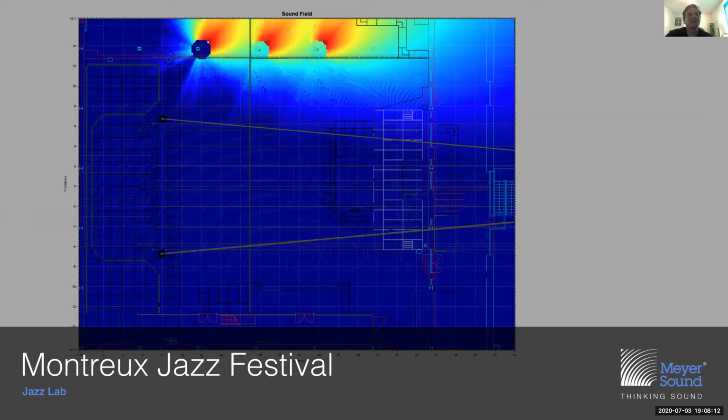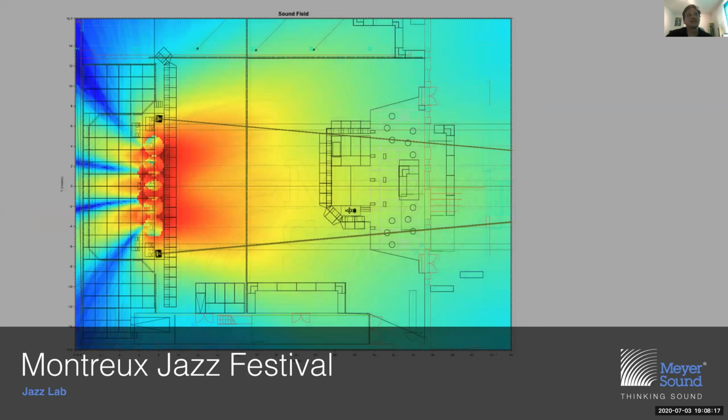We covered the entrance with a couple UP juniors over there at the top. And this is the 900s. This is the 900s bringing power. And this is the 1100s.